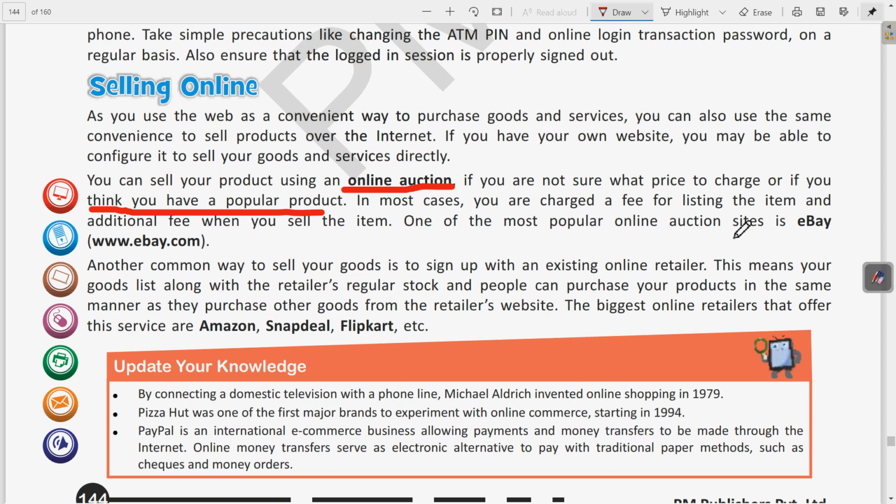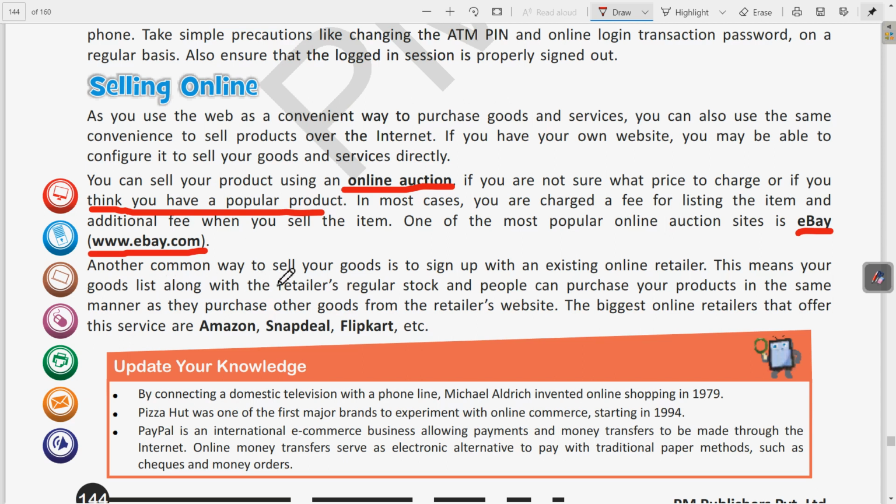One of the most popular online auction sites is eBay. Clear? So eBay is a web e-commerce platform where this online auction option is there, using which we can sell the things with the method of auction, where the maximum bidder will be the person who is going to get the product, and you can also get the desired money.